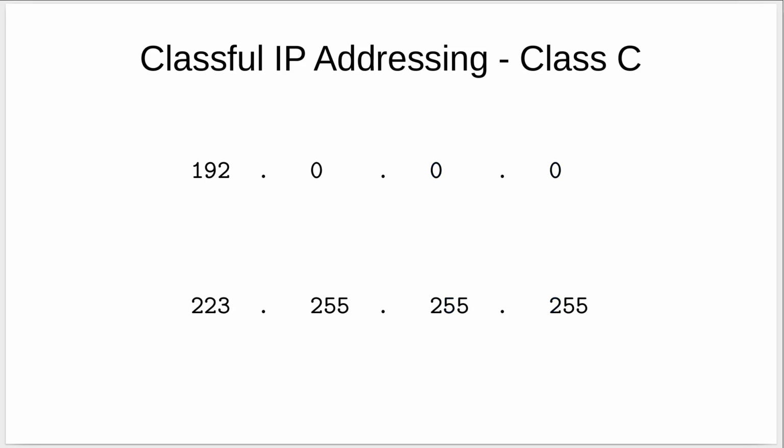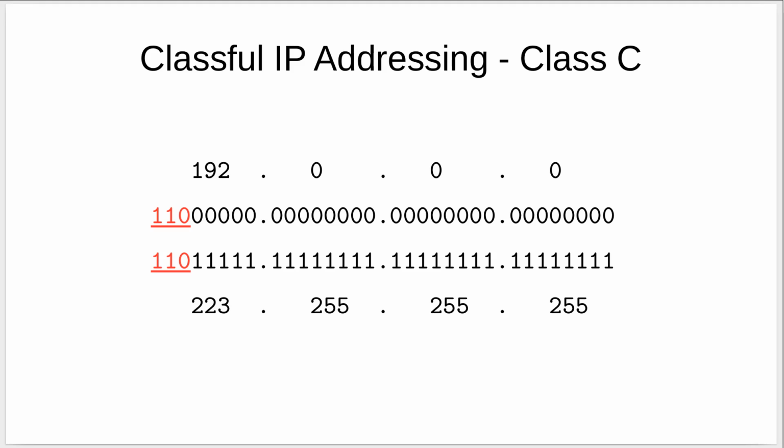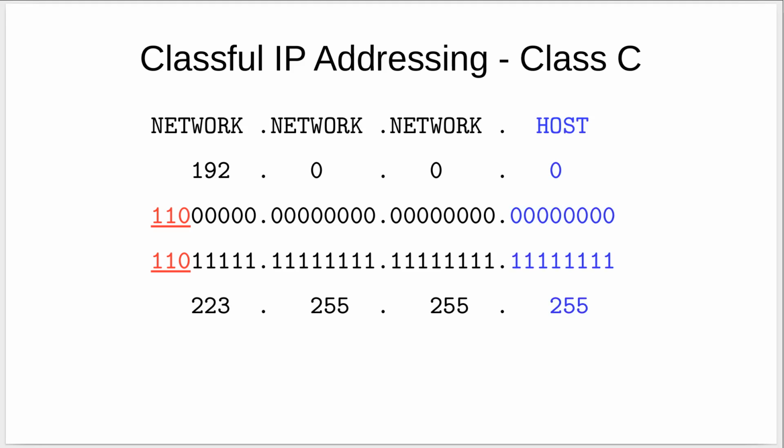Class Cs. 192.0.0.0 up to 223.255.255.255. I think you see the pattern developing here. First 3 bits in the first octet, 110. That defines the Class C address. You probably see the pattern developing here as well. Network, network, network, host. Okay, so the first 3 octets are now set for networks, which is why there are so many Class C networks. And the last octet, the remaining 8 bits, is the host octet, which is why each Class C network can only hold a small number of hosts.